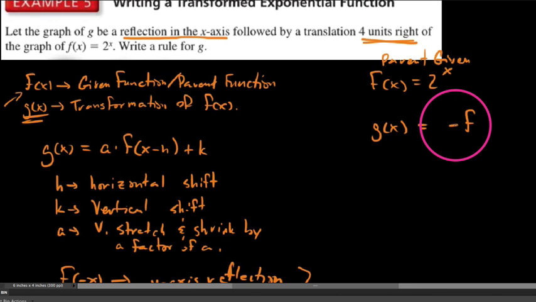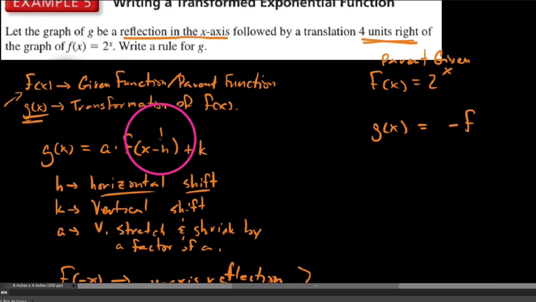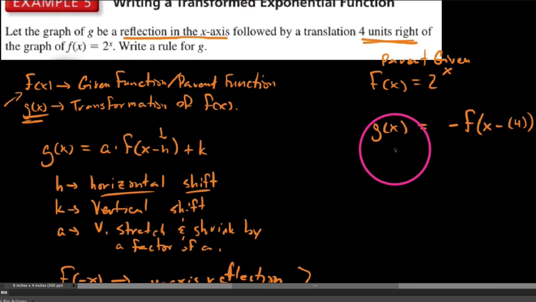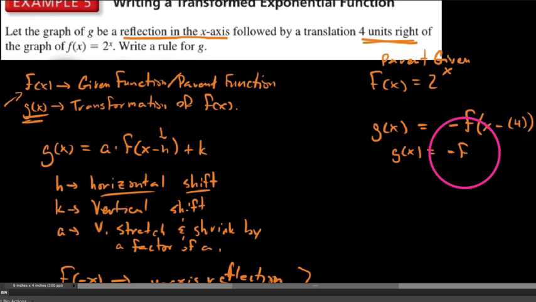So there would be our x-axis reflection, and we would have a translation 4 units right. When we look at 4 units right, this would be a horizontal shift, and our h value in here would have to say x minus a positive 4, which makes this look like this here. So we would say that g of x, generally speaking, is a reflection over the x-axis by putting the negative out in front of our y. And it would go 4 units right if you made your h value a negative 4 there.